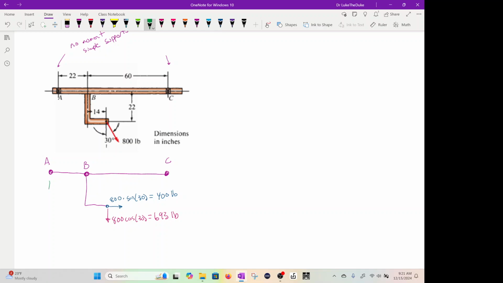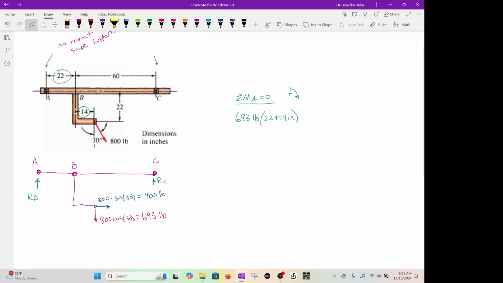We have a reaction I'll call RA over here, and a reaction RC here. And then we have dimensions. So over on the right, I'm going to find those reactions. I'm going to sum the moment at A and set it equal to 0. That way is positive. So we should have 693 pounds times 22 plus 14 inches. It's this 22 plus that 14 because it's acting that far over.